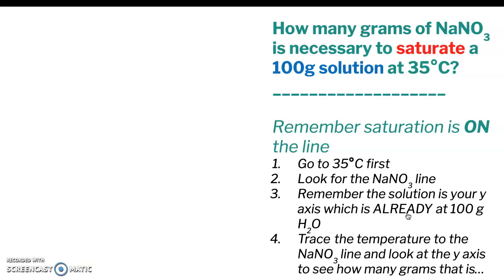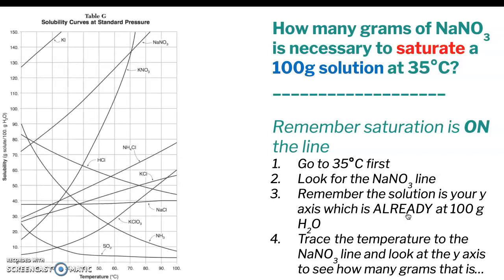How many grams of NaNO3 is necessary to saturate a 100-gram solution at 35 degrees Celsius? So remember, saturation is on the line. So we're going to go to 35 degrees first. So that's between the 30 and the 40, about here. And we're going to look for the NaNO3 line, which is here.